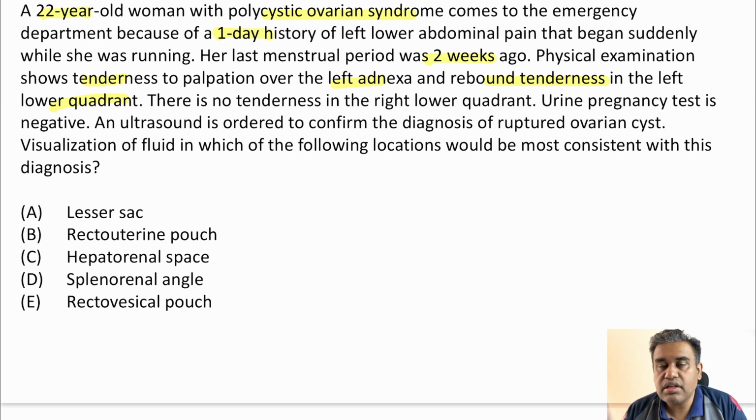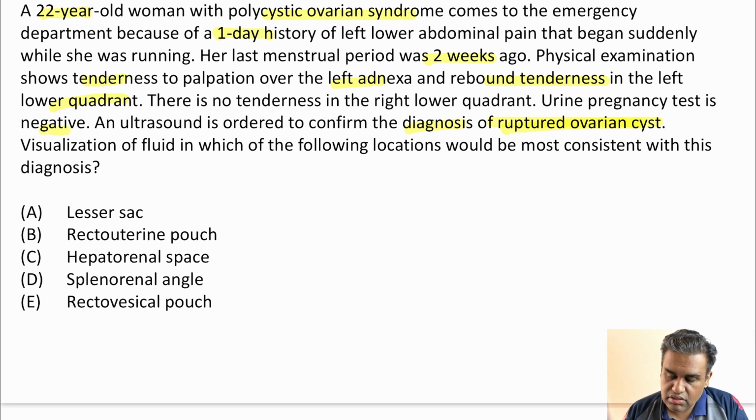So, this is involvement of the surrounding structures as well. There is no tenderness on the right side. Urine pregnancy test is negative, so pregnancy is ruled out. Right side is okay. Ultrasound is ordered to confirm the diagnosis. Now, the diagnosis is confirmed as a ruptured ovarian cyst. PCOD case, ruptured ovarian cyst on the left side. Simple as that.